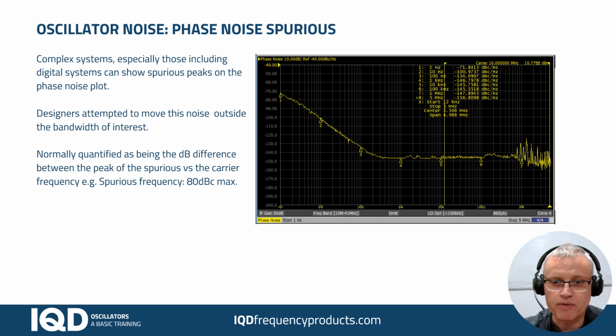If we were going to specify that, we would probably have a spec that said something like spurious frequency of 80 dBc max, and that would be in reference to the main mode. So in this plot, the carrier frequency is 10 megahertz and 10 dBm, and we would specify that there would be at least 80 dB between the carrier and the peak of whatever spurious noise was on the plot.